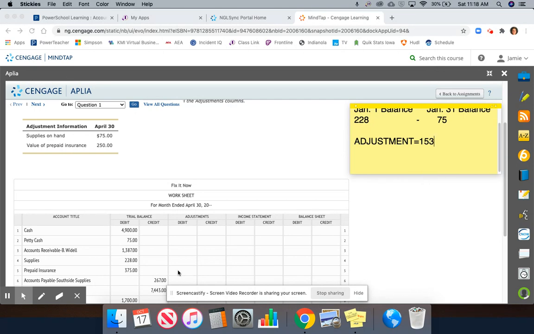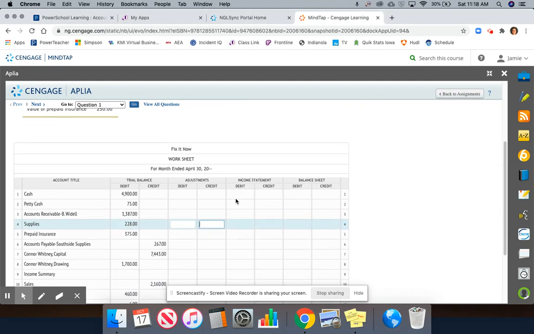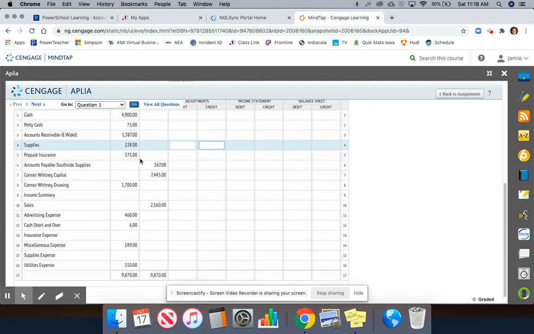So now we need to put that into our adjustment column. We need to decrease the amount of supplies that we have. So if we have a debit of $228 for supplies, you decrease a debit with a credit. So we're going to credit supplies for $153 in our adjustment column. And we're going to debit our supplies expense. We're debiting our supplies expense for $153.